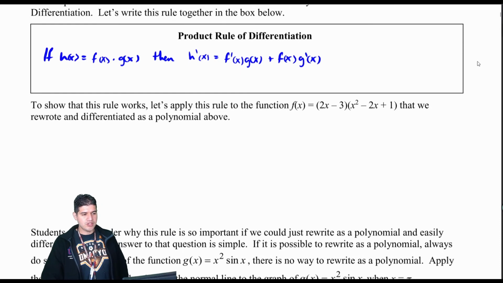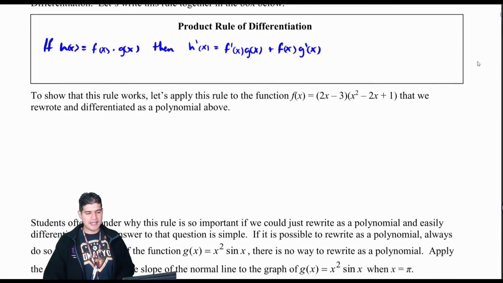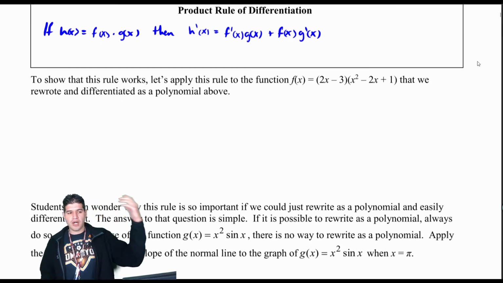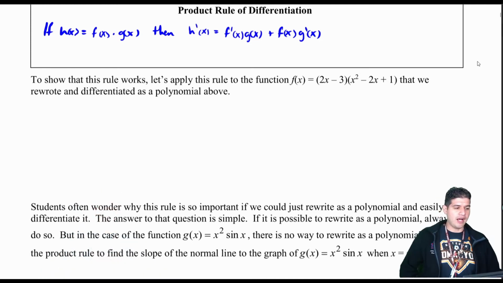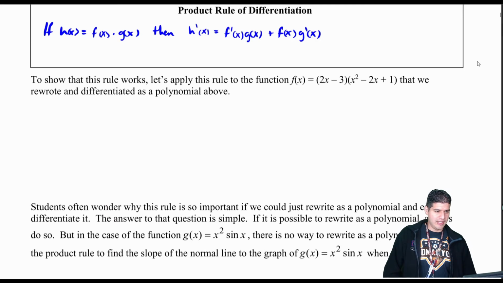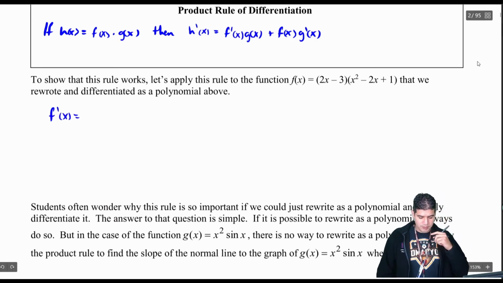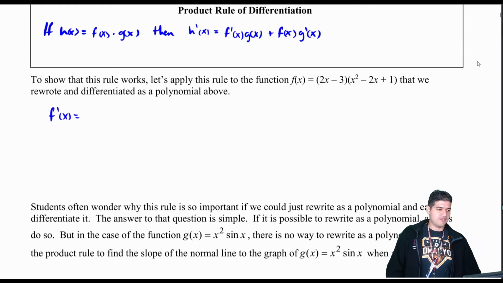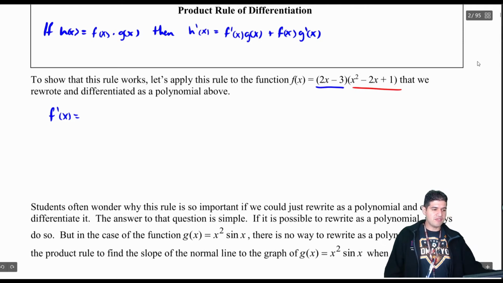So we're going to show that this works real quick by taking the derivative using the product rule that I just wrote above. In order to do that, let's start writing f prime of x here. That's going to be the derivative of the first. I'm going to have that in blue, and I'll have the second in red. So the derivative of the first is going to be 2, and then times the second. So I'm going to hold on to the second.